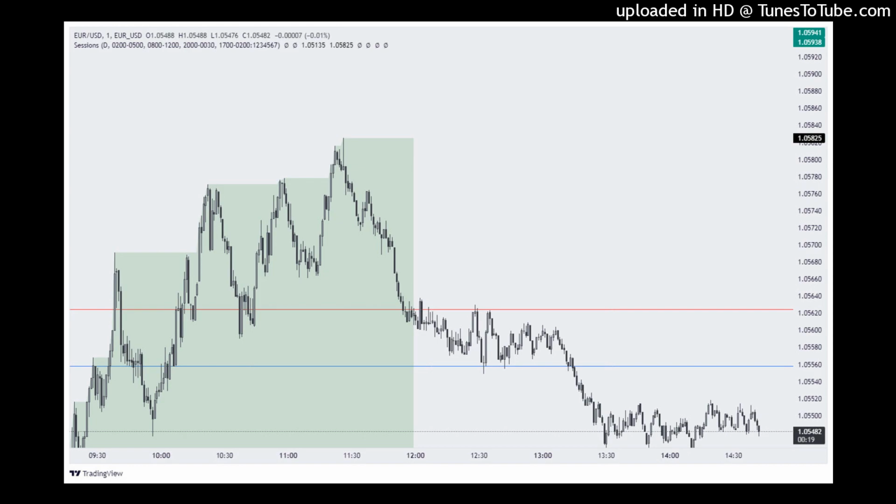Now, right here, where can our initial stop loss be? Well, worst case scenario, we again create a fair value gap right there. That's what I would assume.